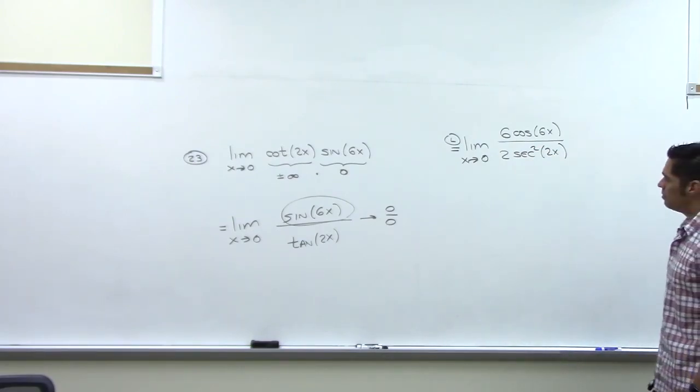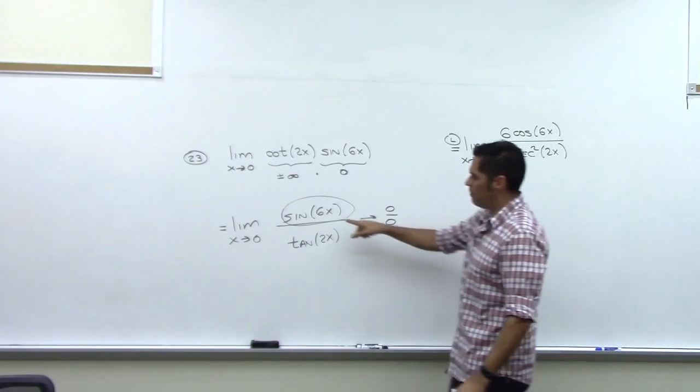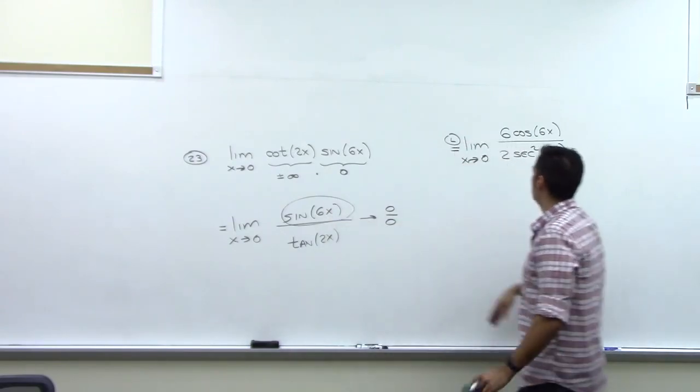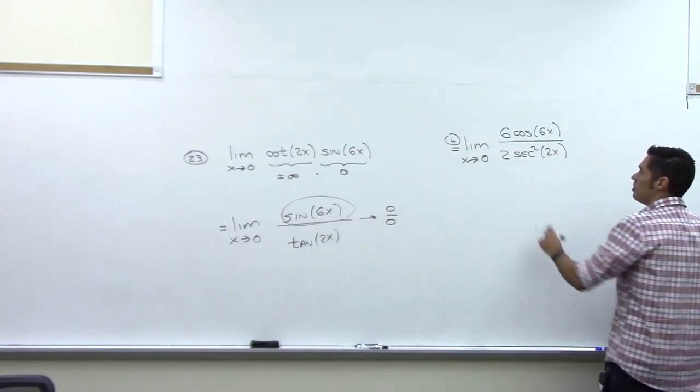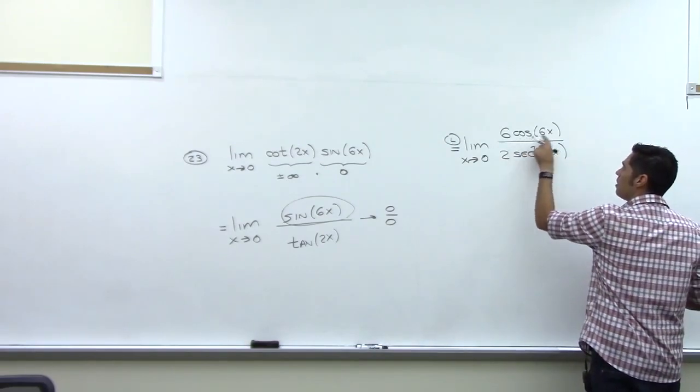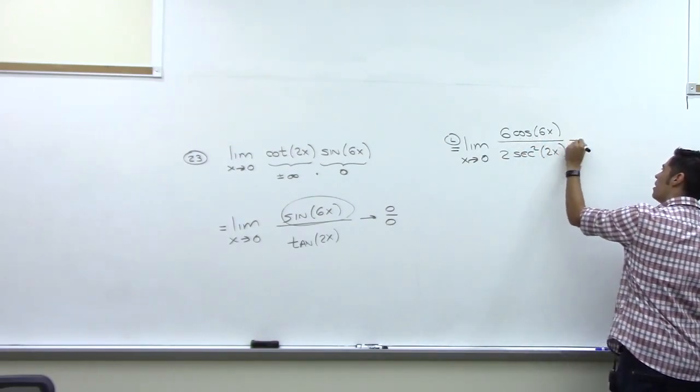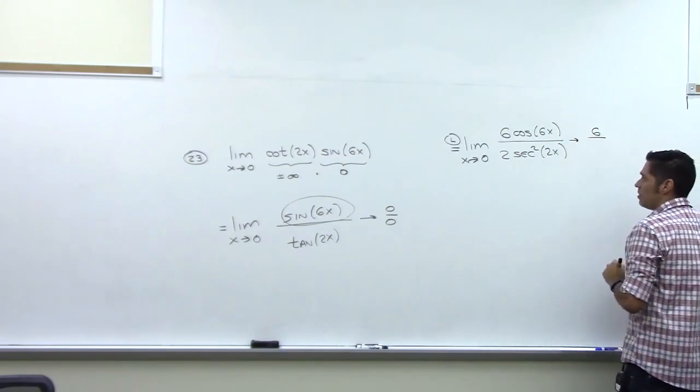Chain rule on both of those, and I just moved the constants that pop out from here out front. Now let's let x go to 0. 6 times 0 is 0. Cosine of 0 is 1. So the top is headed towards 6 times 1, which is 6.